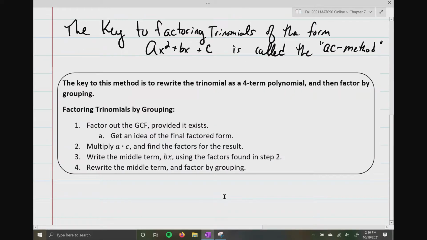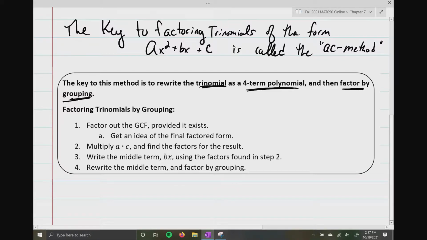All right, I am back, and here's our method right here. So the key to this method is to rewrite the trinomial, which has 3 terms, as a 4-term polynomial. So we're going to take something that has 3 terms, and make it something in 4 terms. And remember from the very first lecture video, if you have something in 4 terms, you could just factor by grouping. So let's see how this works.